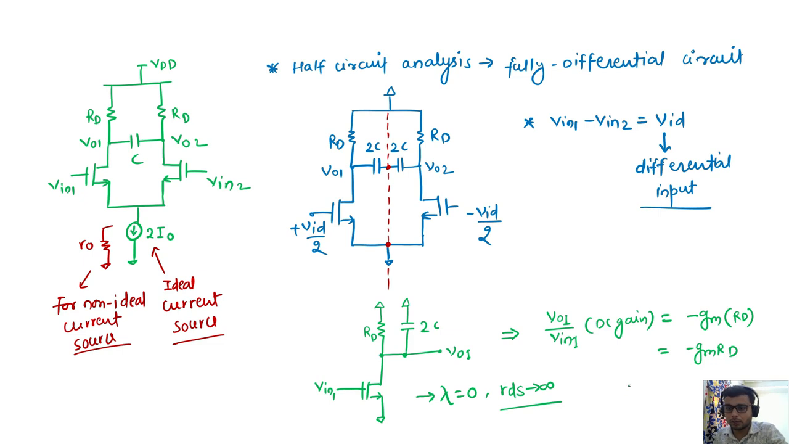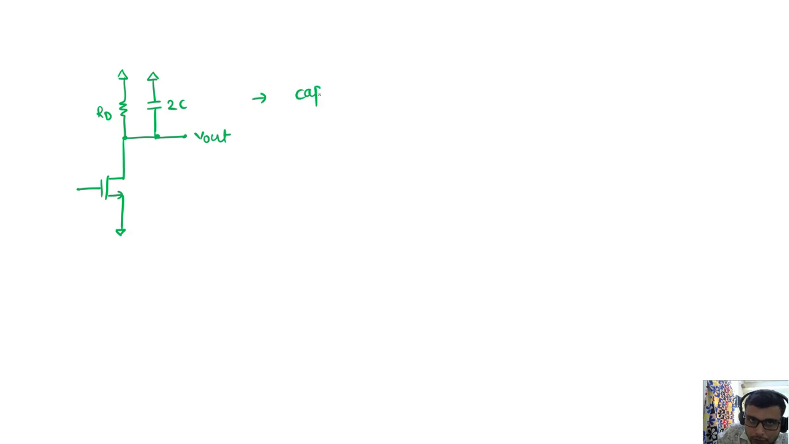So now if I find the pole, then what is the pole frequency? So this is my half circuit, RD and 2C. If we want to find a pole, for DC gain the capacitor was open. Now to find the pole, this is my output, we can find the capacitor at this node which is looking to the ground. So the capacitor at the output node is what? Cap at output node is 2C.